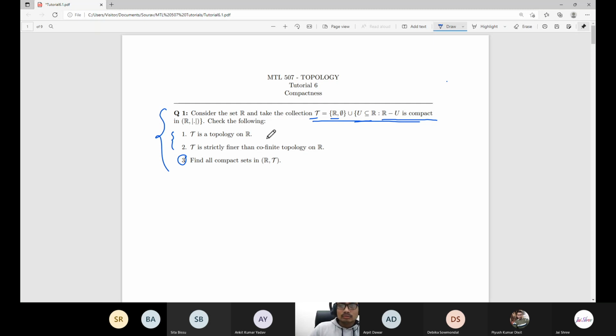I think you did something to show why tau is a topology or not. Could you please quickly tell me? The empty set and R are in tau, so this is done. What about the second condition? We can use the Heine-Borel theorem. What does the Heine-Borel theorem tell you?